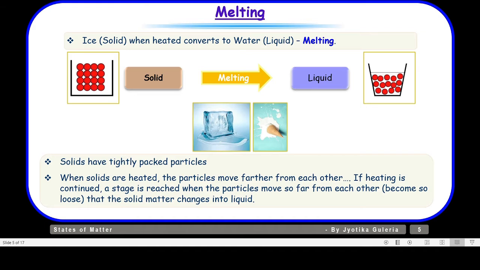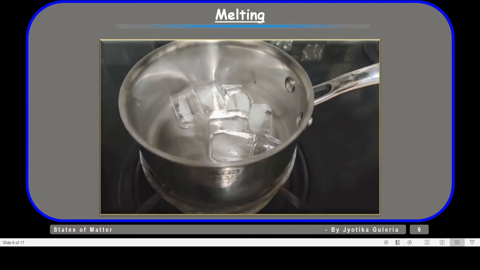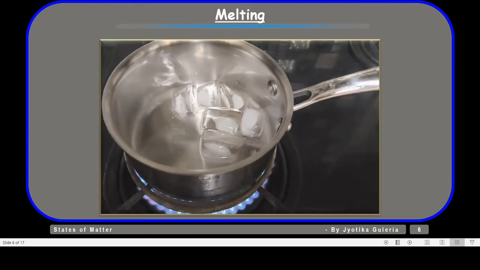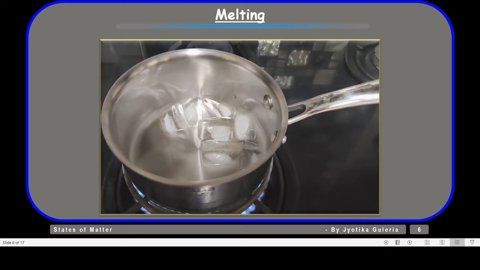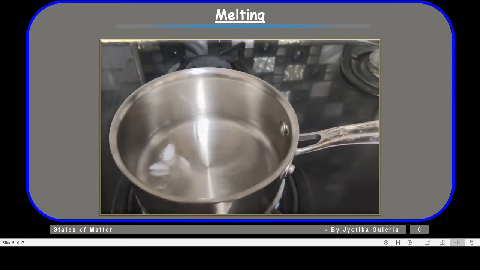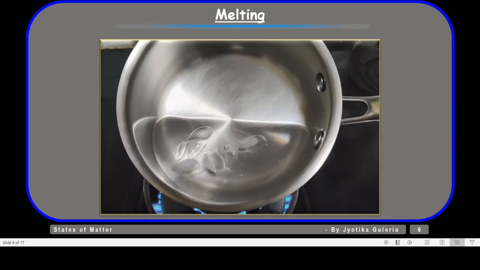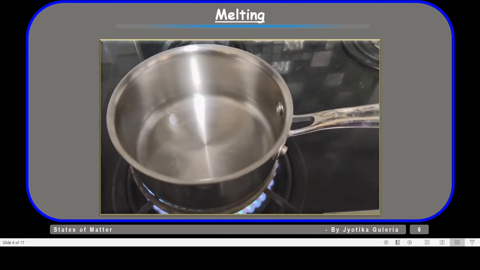And now children, let us take up a demonstration on melting. Here we have this pan with ice in it, and we'll ignite the gas stove. Once the ice heats up, it will start melting. We know that ice is a solid form in which particles are closely packed. But once the particles get heated up, they start moving away from each other, and so the solid ice is converting into liquid water. And this process of converting solid to liquid on heating is called melting.